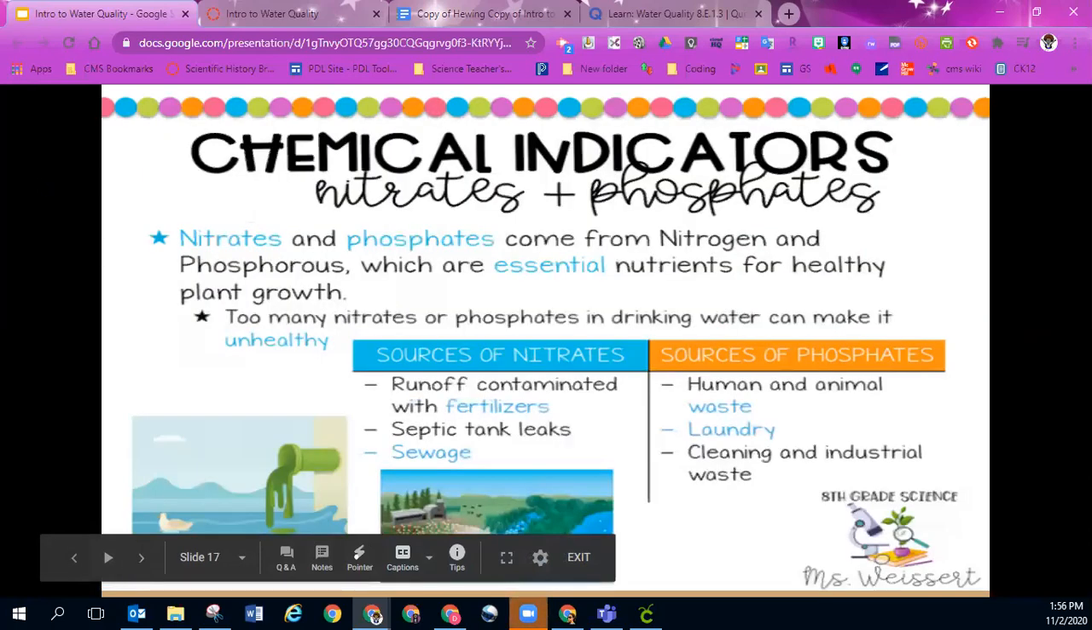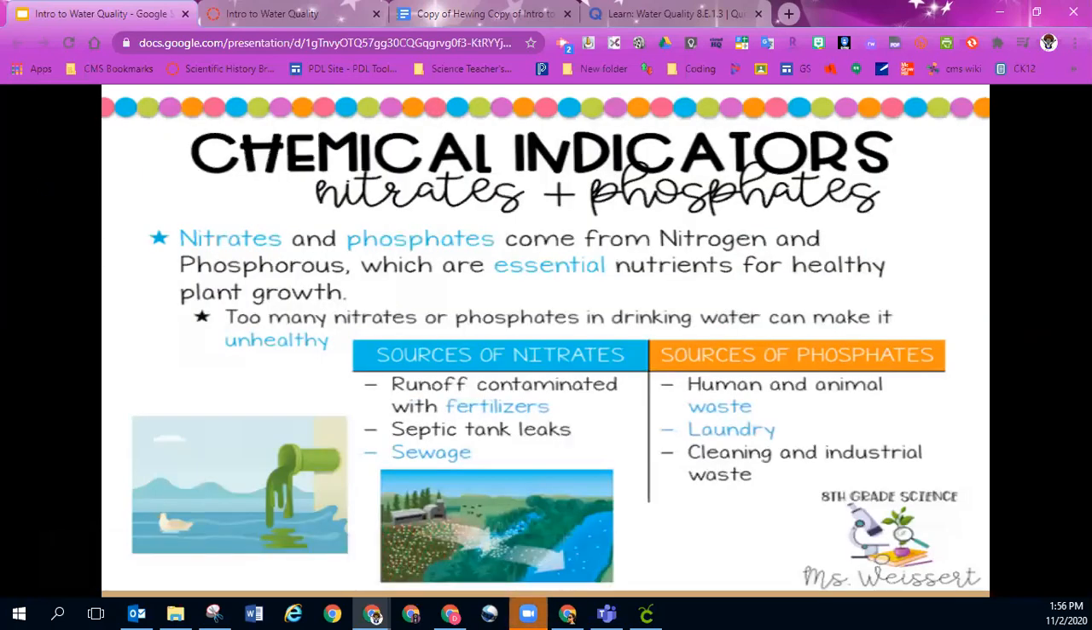All right. So next we have nitrates and phosphates. And with our nitrates and phosphates, they are essential nutrients for healthy plant growth. So if you ever go and start like a garden or anything like that, a lot of times the plant food that you have or the fertilizer that you use will have both nitrogen and phosphorus in it. But just like a lot of things, too much of a good thing is not always a great thing. So if you have too many nitrates or phosphates in your drinking water, it can make it unhealthy.